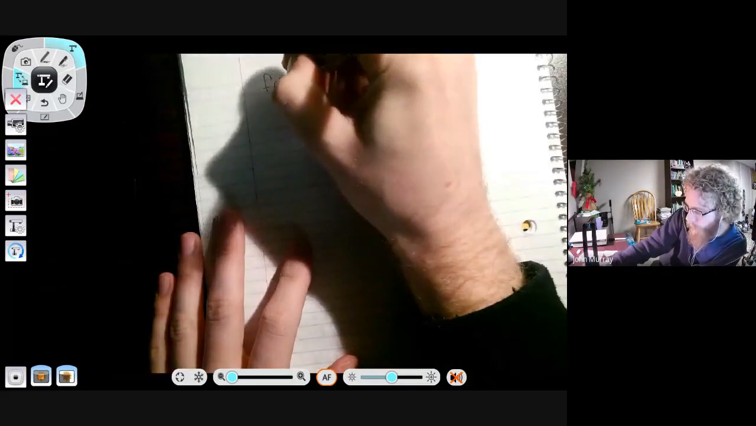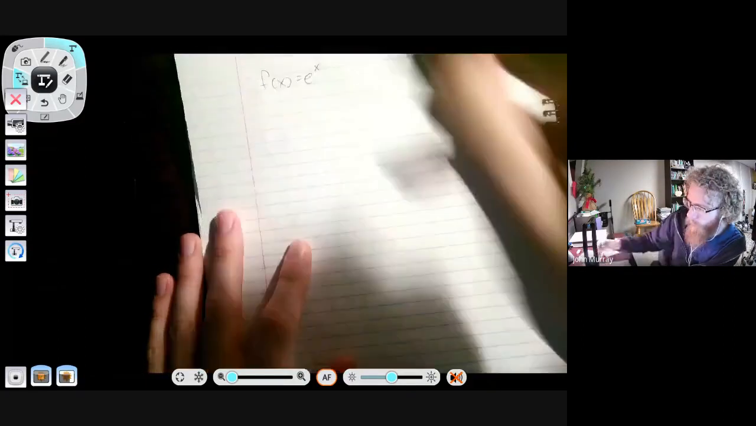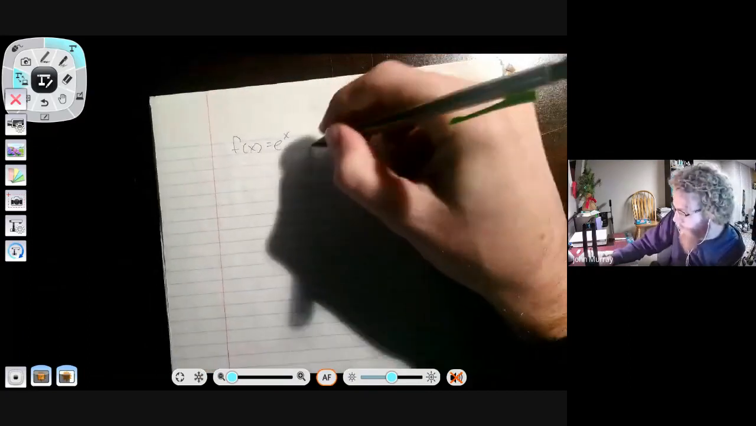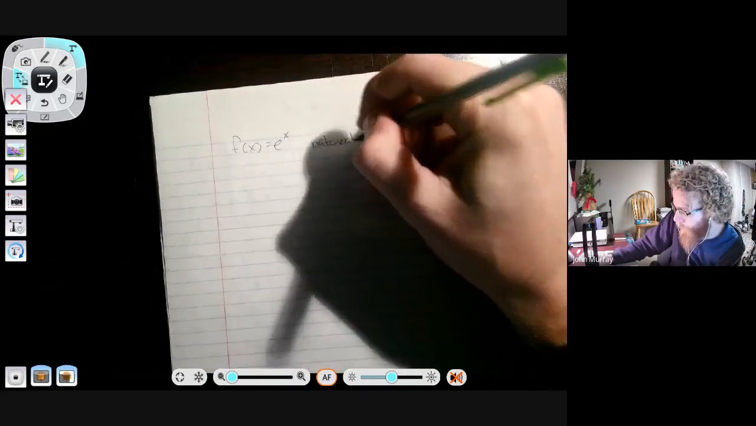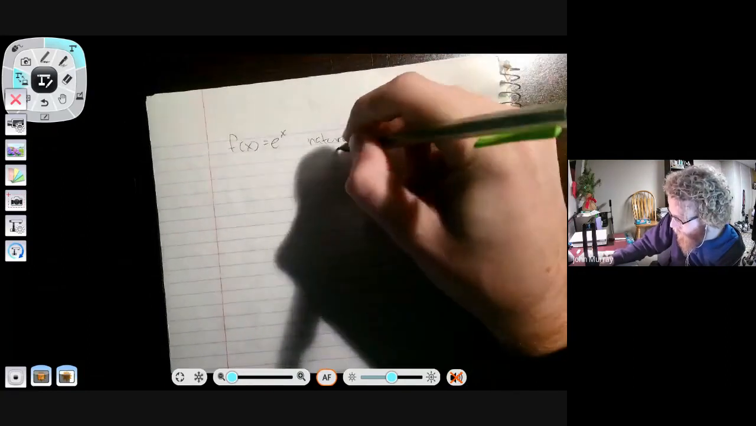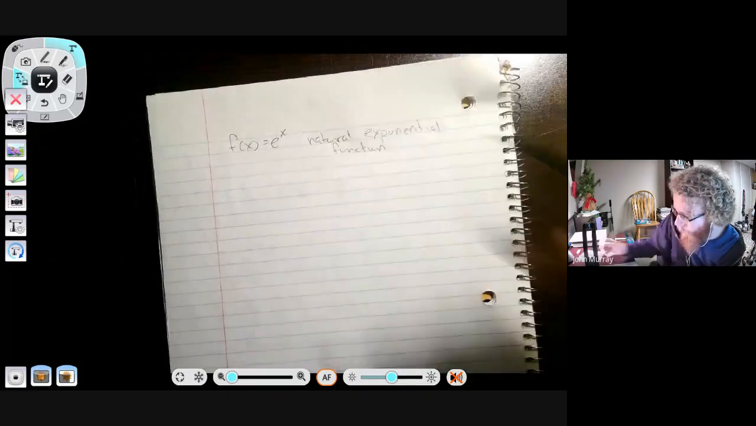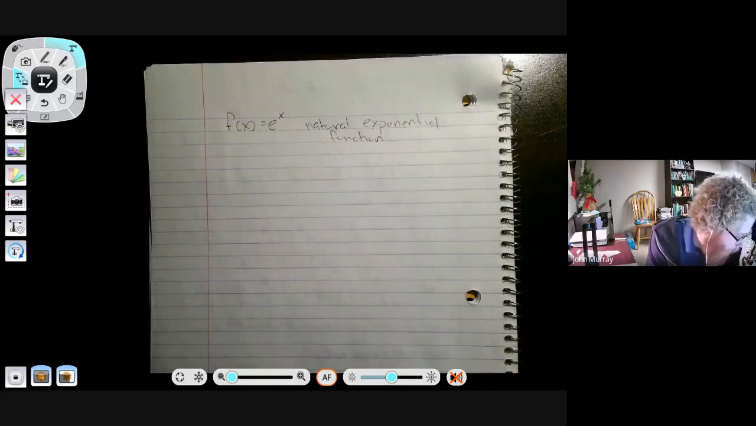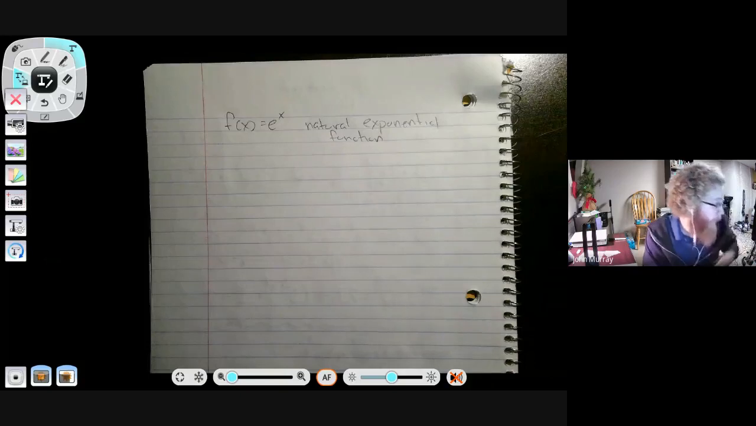So we have a function, f of x equals e to the x. We call that our natural exponential function. It acts just like any other base. So I can raise e to the second power. I could raise e to the negative fifth.